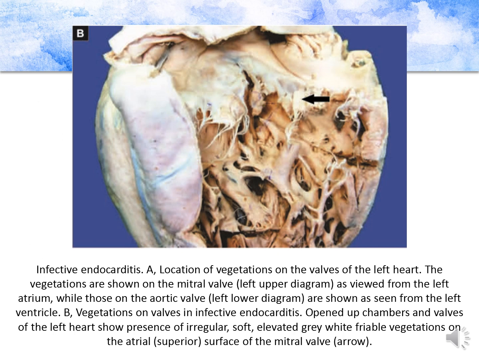Here you see the picture of infective endocarditis. We see location of vegetations on the valves of the left heart. The vegetations are shown on the mitral valve as viewed from the left atrium, and we see the destruction, the injury of valve leaflets.